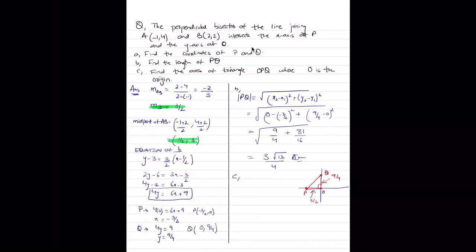So now the area is going to be half times base, which is 3 over 2, times height, which is 9 upon 4. It's 27 upon 16, which is 1.68.